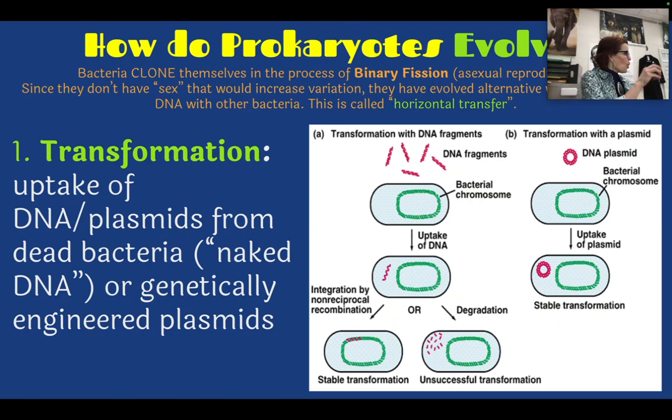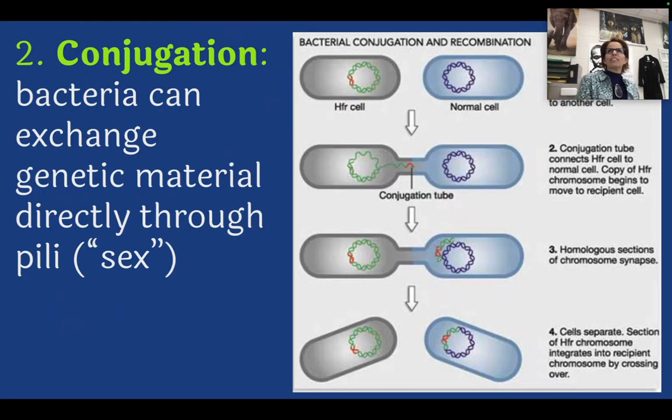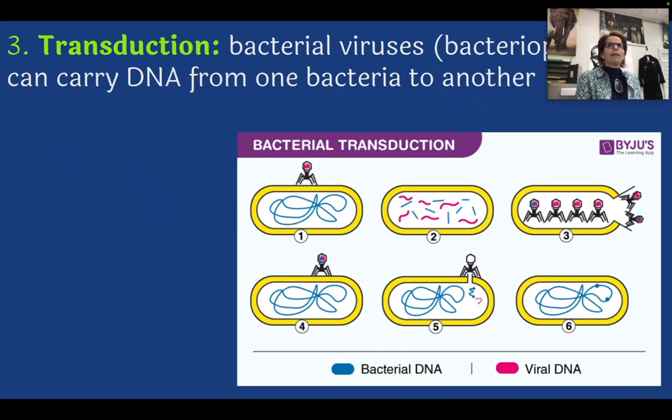Transformation, remember the sound? They can just suck up the DNA that might be in the environment, and then they immediately incorporate that into their own DNA. Conjugation is kind of like bacteria sex, but there's no male-female. They can just exchange DNA with a non-related bacteria.